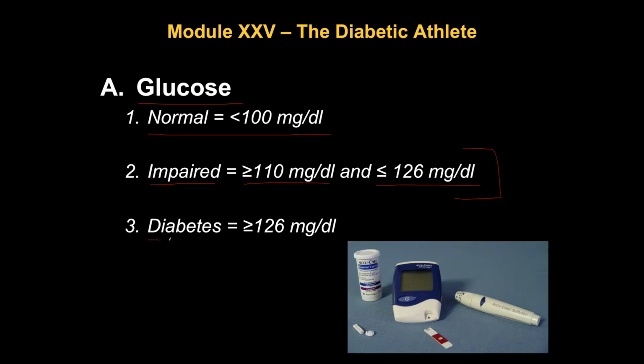As far as diabetes, assuming that impaired fasting glucose is the pre-diabetic state, and that's considered an official state, diabetes then would be any glucose concentration level greater than or equal to 126 milligrams per deciliter.